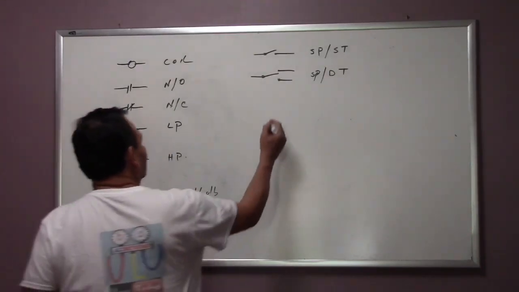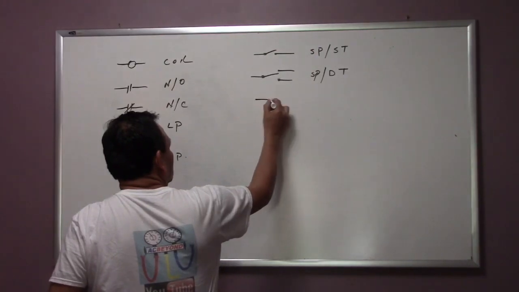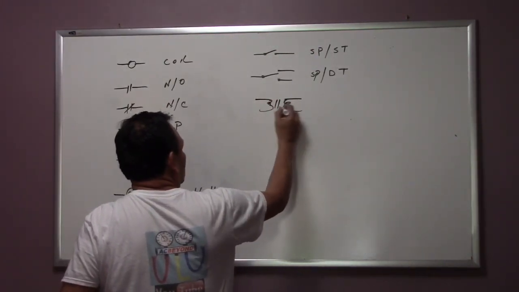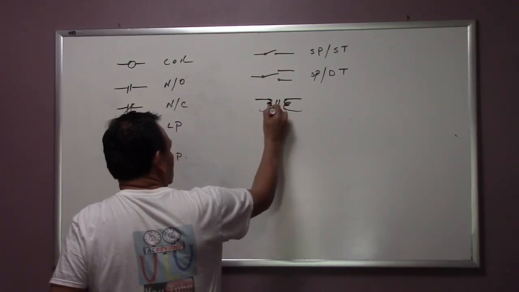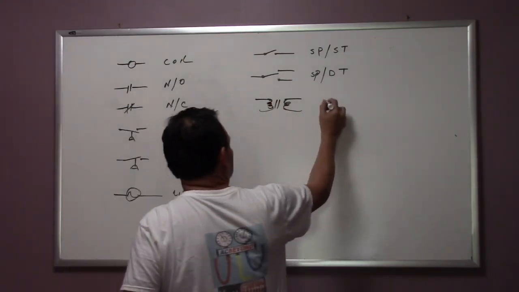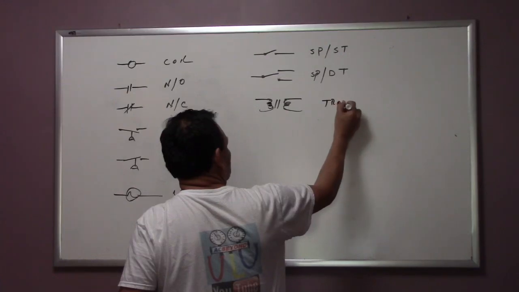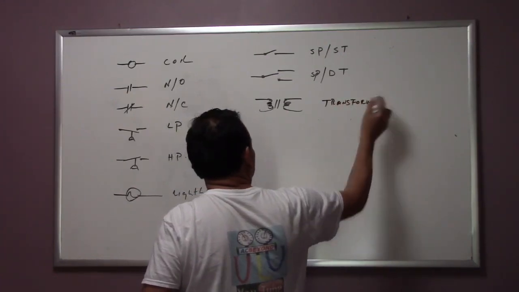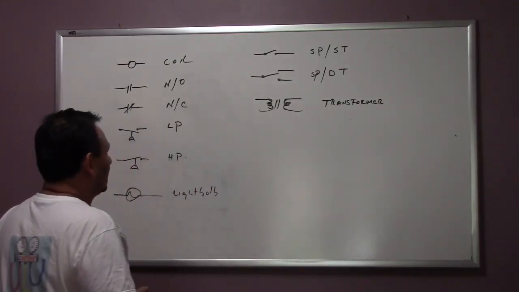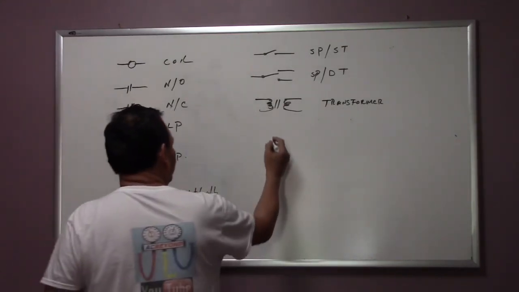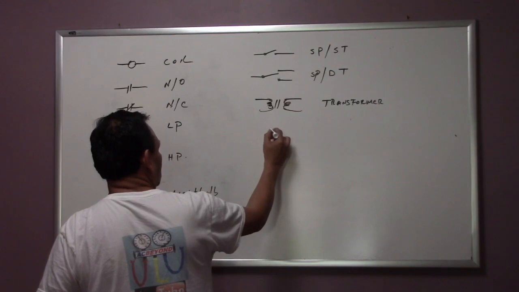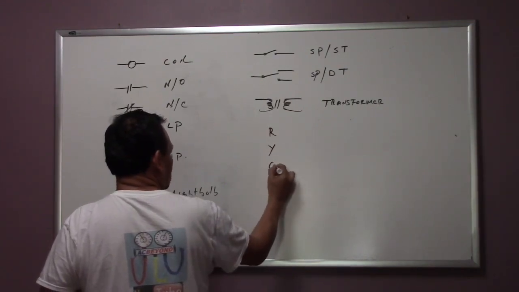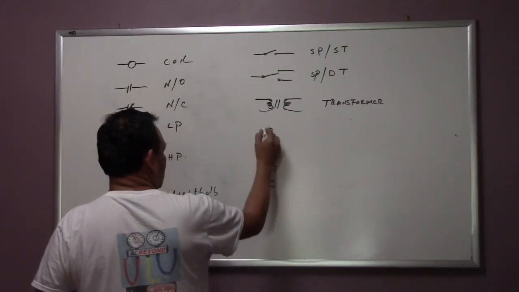We also have a transformer, a little symbol, but it represents a transformer. We're also going to have a terminal strip. The terminal strip is going to be R, Y, G, and common.